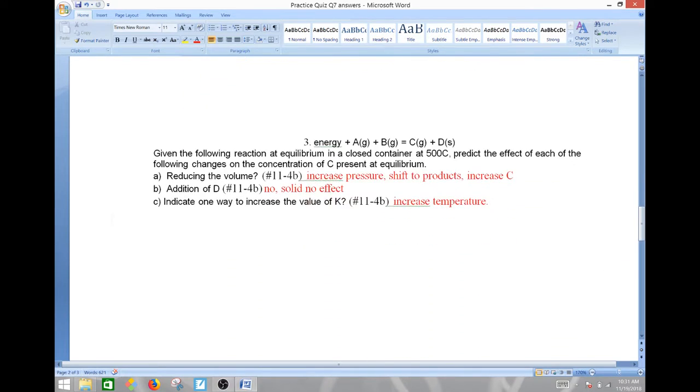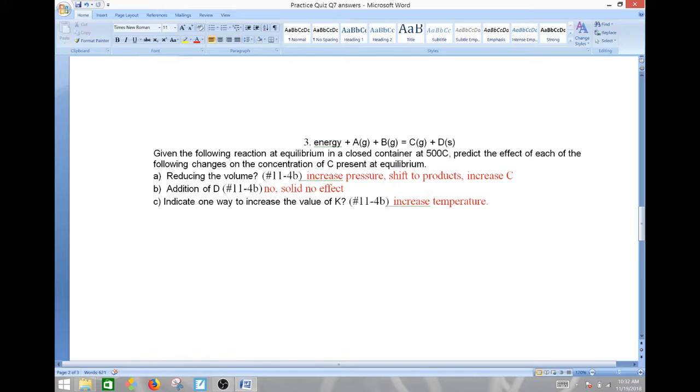All right. Next problem. Given the following reaction at equilibrium in a closed container at 500 degrees Celsius, predict the effect of each of the following changes to the concentration of C. So really you have to say what happens to C. You can't just say shift left or shift right. So I make a clarifying statement and then answer the question.